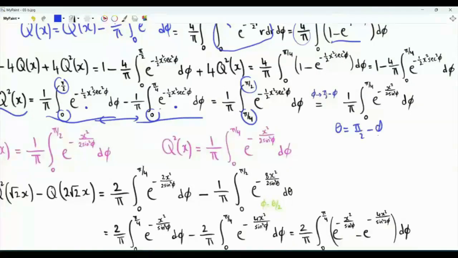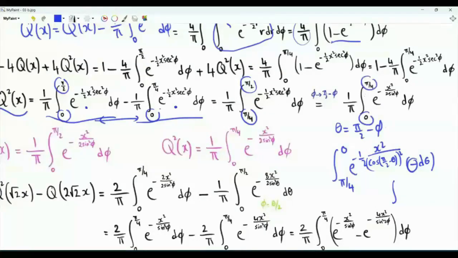Now let theta be equal to pi over 2 minus phi. When phi is pi over 4, theta is pi over 4. When phi is pi over 2, theta is equal to 0. d phi is minus d theta. And the integrand is e to the minus 1/2 x squared divided by cosine pi over 2 minus theta squared. We can use this minus sign and have our integral from 0 to pi over 4. Cosine pi over 2 minus theta is sine theta. And if we rewrite our integral using the variable phi, the integrand becomes e to the minus x squared over 2 sine squared phi.